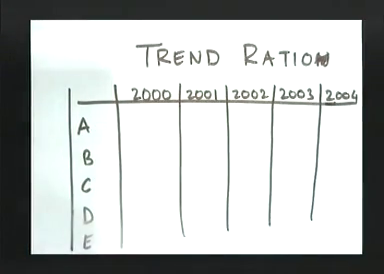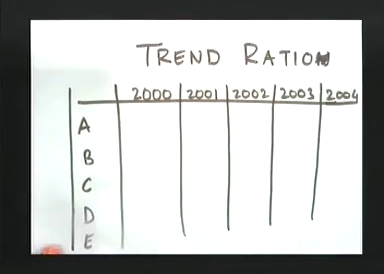So, like this we will try to compile the data against each of these ratios A, B, C, D, E and so on, and then we try to interpret the results. So, this is what is known as trend ratios. Now, this exercise is conducted only for a specific company, because the same company's data you are trying to study over a long period of time.